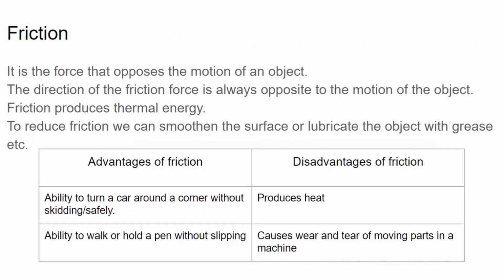Friction is the force that opposes the motion of an object. The direction of friction force is always opposite to the motion of the object, and it produces thermal energy. To reduce friction, we can smoothen the surface or lubricate the object with grease, etc. Friction can bring us many advantages as well as disadvantages. For example, we can safely turn our car around a corner without it skidding, or we have the ability to walk or hold a pen without it slipping. However, friction produces a lot of heat, and that heat can cause the wear and tear of moving parts in machines, especially car engines.